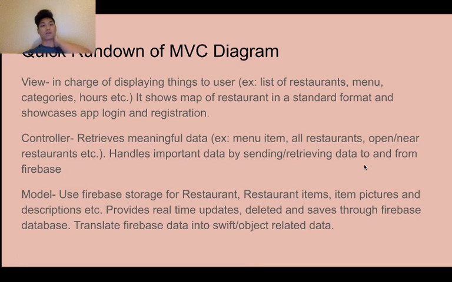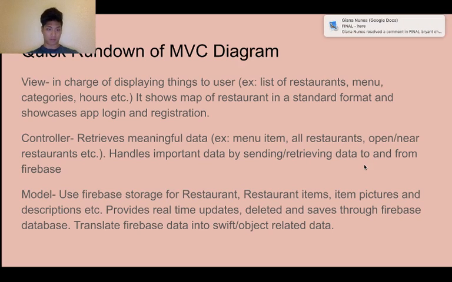So now we have a quick rundown of the MVC diagram. So first we have the view, which is in charge of displaying things to the user. So for example, it would display a list of restaurants, menu, categories, hours, address, etc. It also shows a map of restaurants in a standard format and showcases app login and registration.